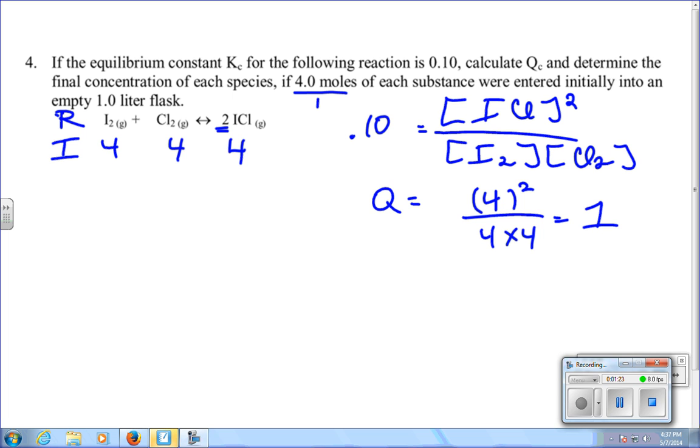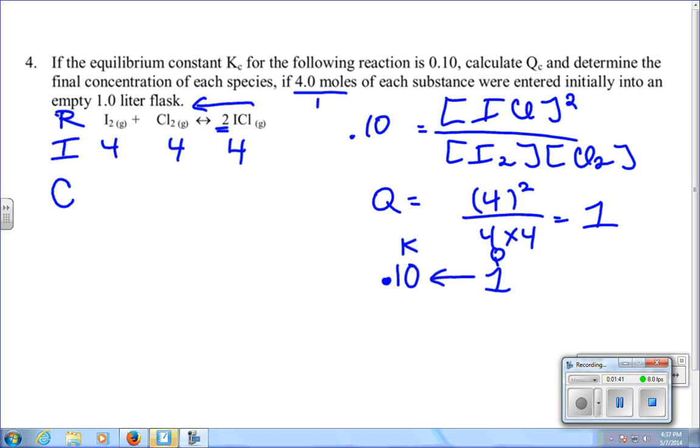So I kind of like to set up a number line. So I know I'm at 0.1 for K. I'm at 1 for Q. So I've noticed I've gone past equilibrium. So my reaction is going to need to go backwards. And so in the process of working the problem, that's going to help me with my C line.